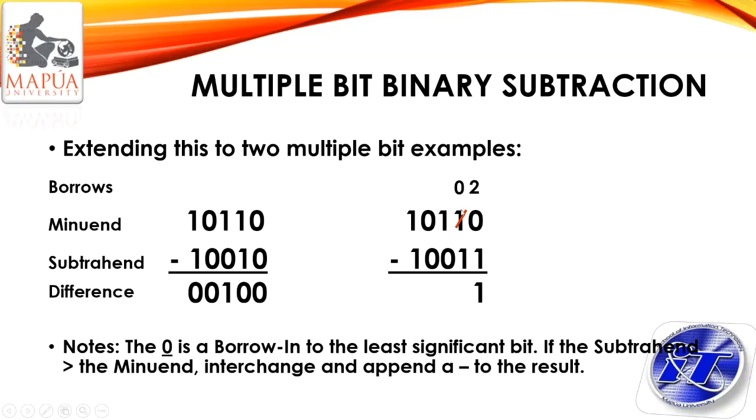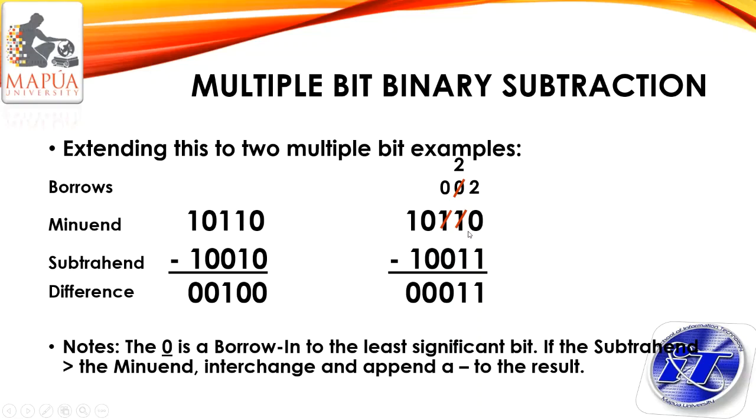Second position, 0 minus 1 cannot be done, so we borrow 2 from this position. So 1 will become 0, and then when we transfer it to the right side, it will become 2. 2 plus 0, 2. Now we subtract 1 from 2. 2 minus 1, 1. Okay, now third position, 0 minus 0, 0. 0 minus 0, 0. 1 minus 1, 0. So this is our final answer. This is our difference when we evaluate this given. Okay, so that's how borrow 2 works.